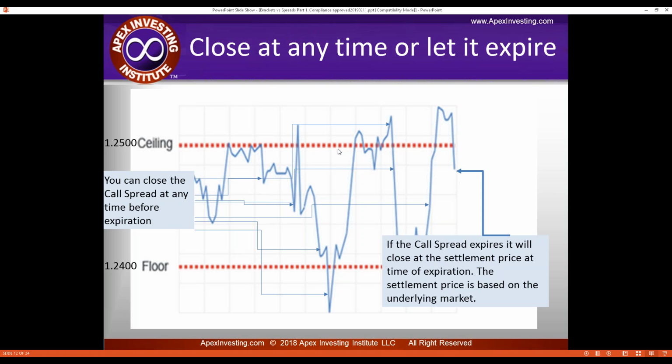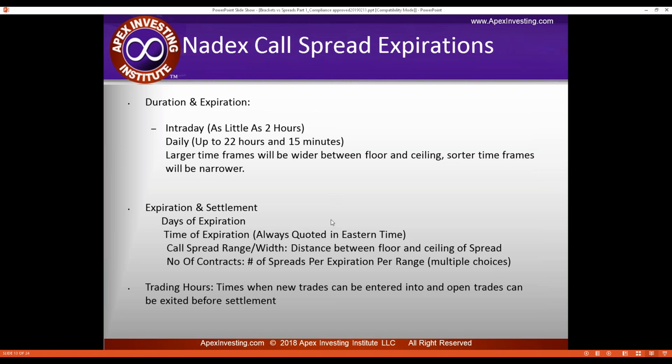With the call spreads, you've got all kinds of different options there. You've got intraday spreads as little as 2 hours. You've got some of the daily spreads that go all the way up to a little over 22 hours. They expire all throughout the day. Some of the forex master daily spreads expire at 3 p.m. Some of the stock indices expire at 4:15. Some of the commodities expire earlier in the day. You can go and look on the Nadex platform and on the site and see all the different expiration times there.